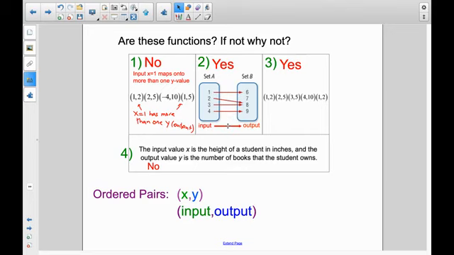That's the important part. And on number 4, why is it that the input value x is the height of a student in inches and the output value y is the number of books that the student owns? This is not a function because your height and how many books you own are just not even related. Okay, moving on.